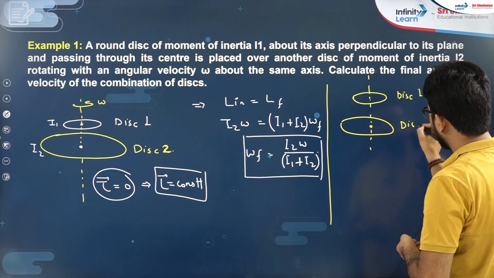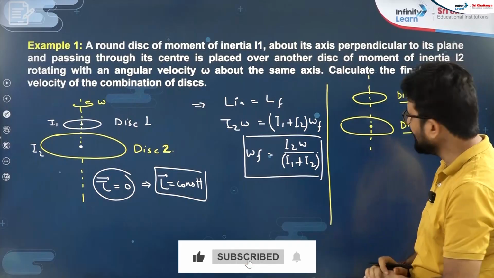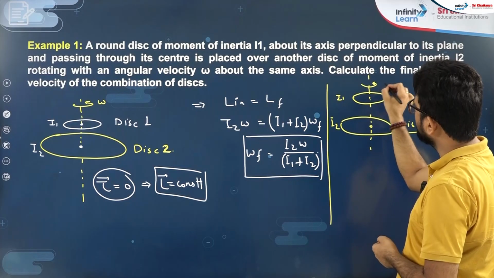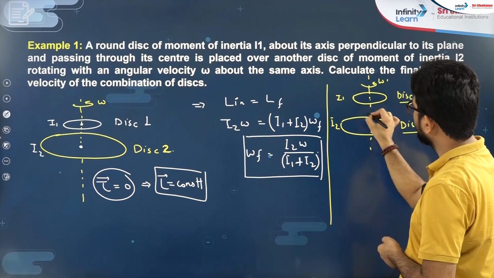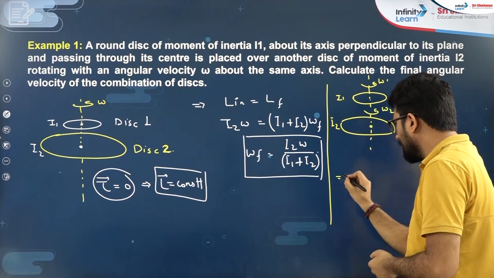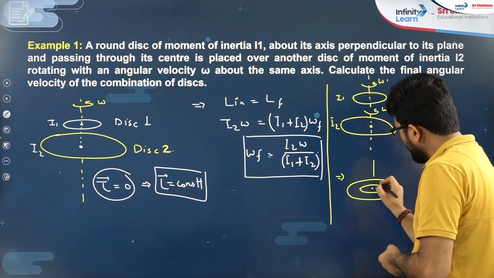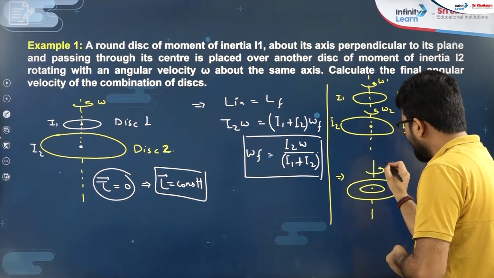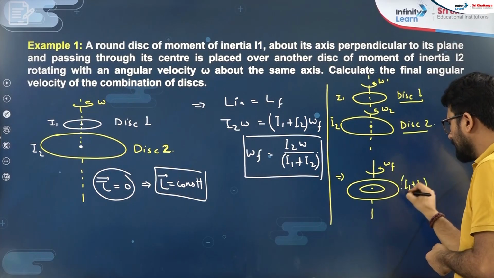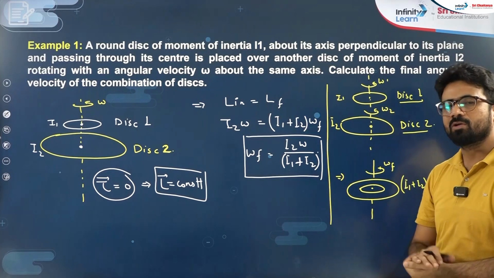Now I am changing the question, so try to focus, don't combine it with the previous one. The moment of inertia of disk 1 is I1 and of disk 2 is I2. Initially the angular velocity of disk 1 is omega 1, and of disk 2 is omega 2. When this system is combined, both move together, so the final angular velocity is omega final, and the moment of inertia of the combined system is I1 plus I2. The torque is equal to 0 here also.